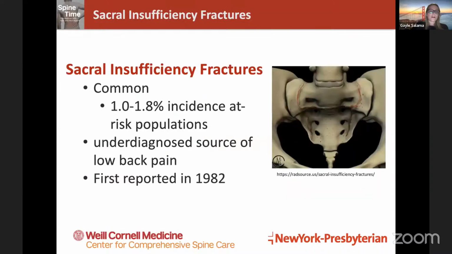Dr. Schwarz, if you can start, can you just give us a little introduction about what the sacrum is and what exactly is a sacral insufficiency fracture?